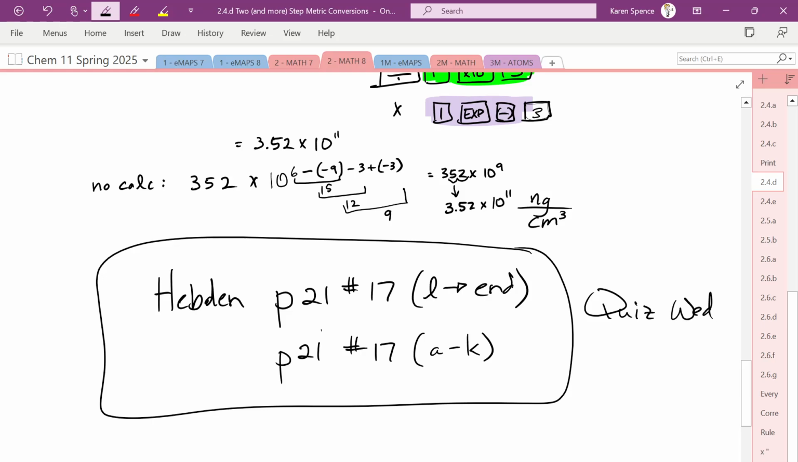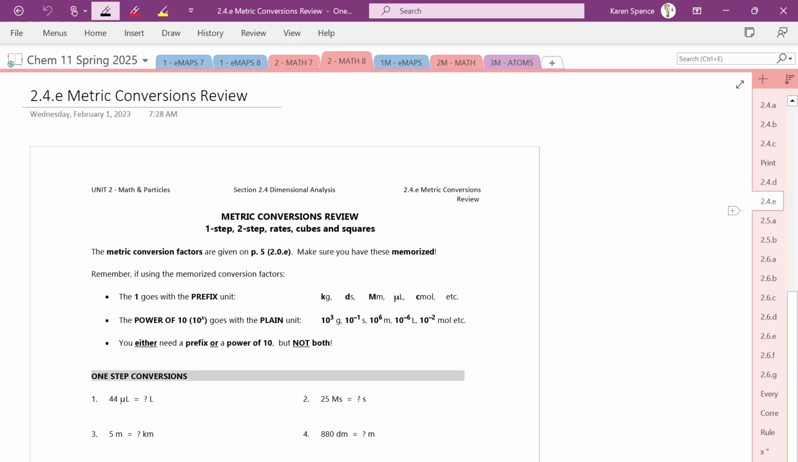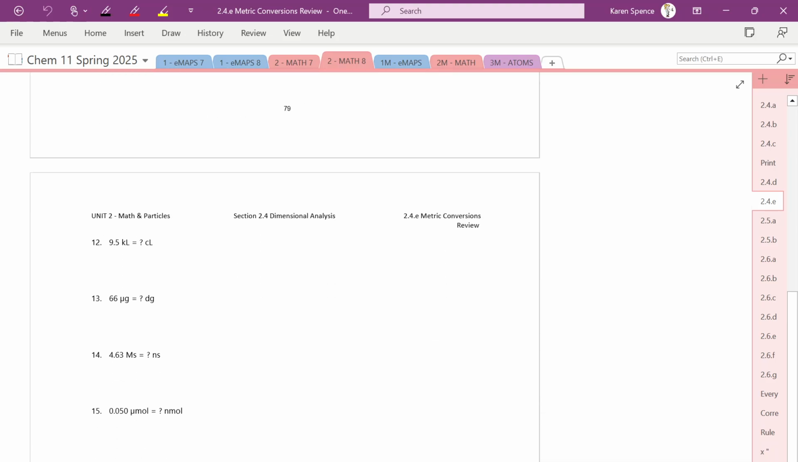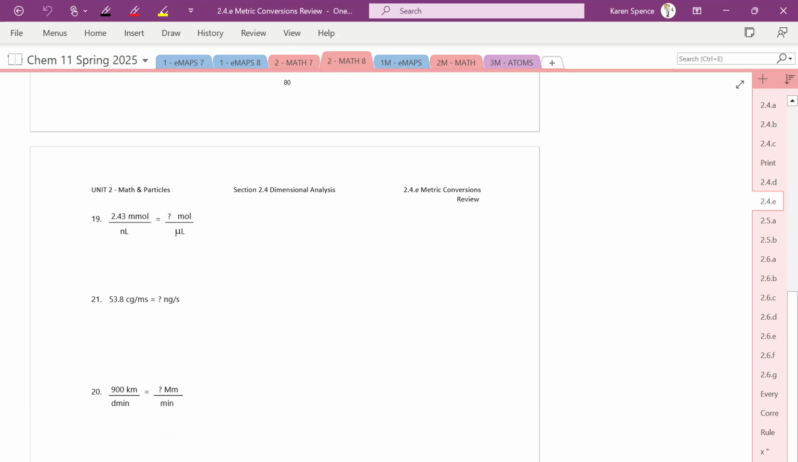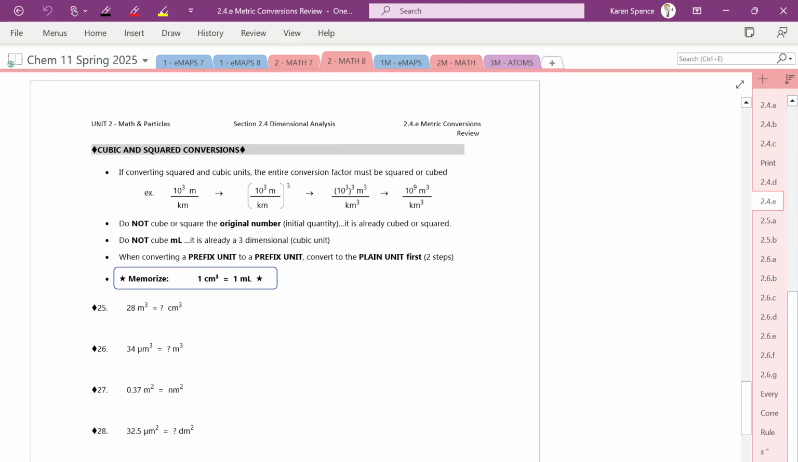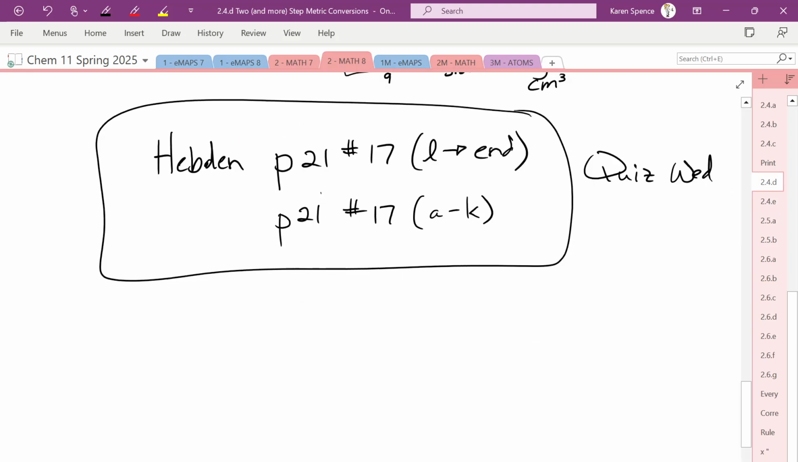There are also extra practice problems in 2.4E. You can say, oh, I would like a whole bunch of metric practice. Oh, there are rate conversions in here. Why am I bothering with Hebden? You could go through here and just do them on here. So 2.4E is also a good choice. Your choice.